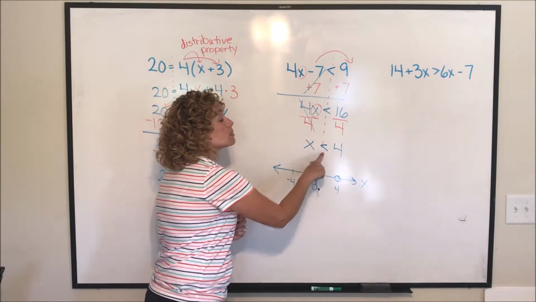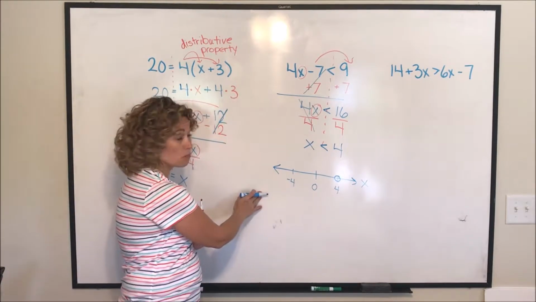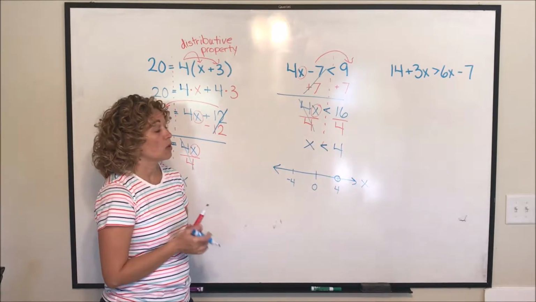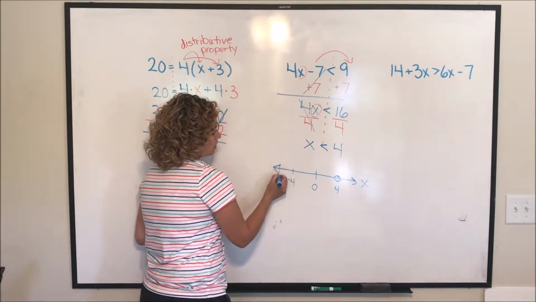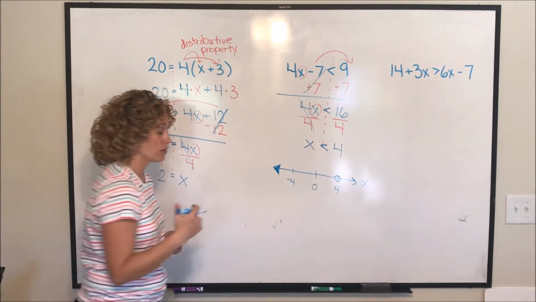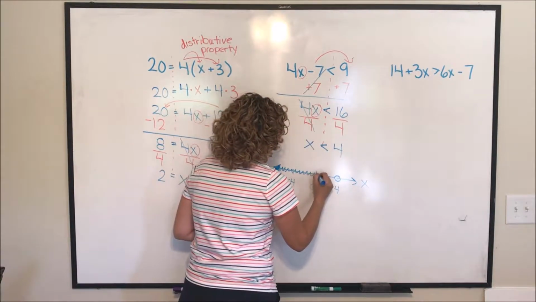Now, x is smaller than 4. So are we going to the left, more negative, or to the right, more positive? Well, the numbers that get smaller go to the left. We're going to color in the arrow because it continues infinitely. It does not stop. And we're going to color in the number line.